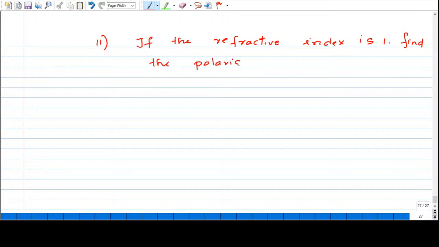Find the polarizing angle. Option A 60 degree, option B 45 degree, option C 90 degree, option D none. Another one. So let us go for the solution.